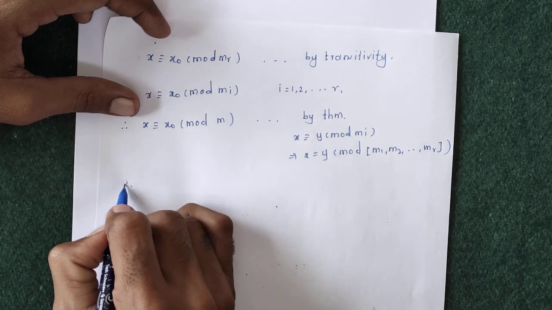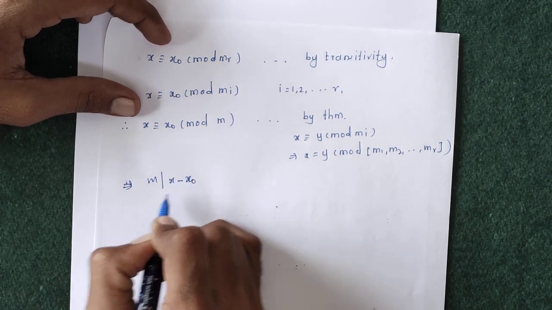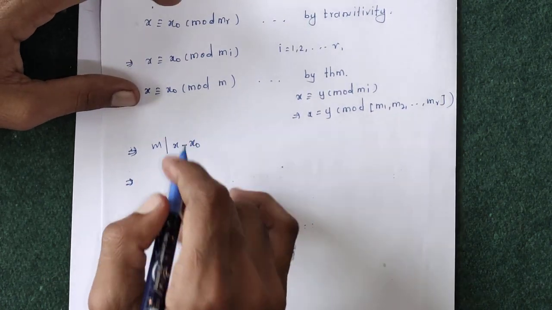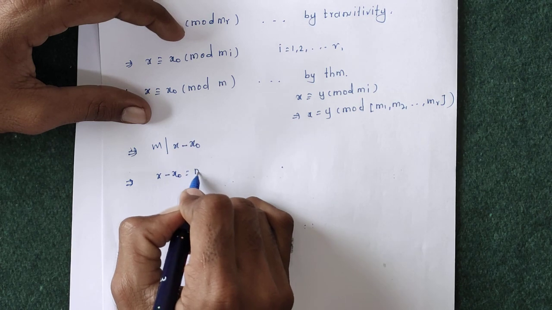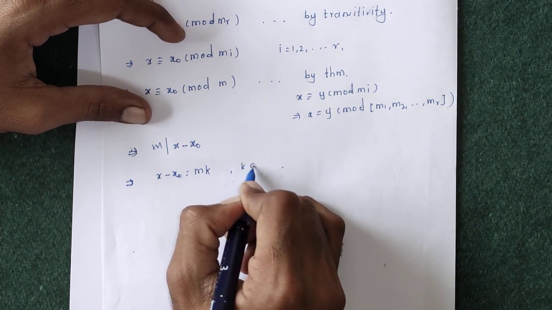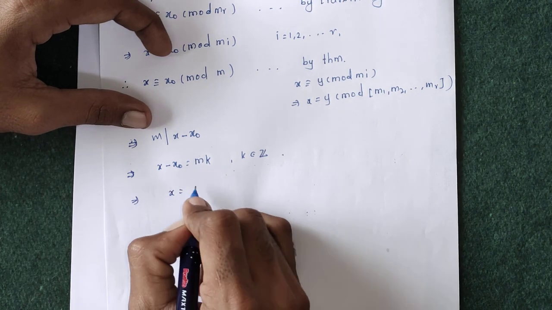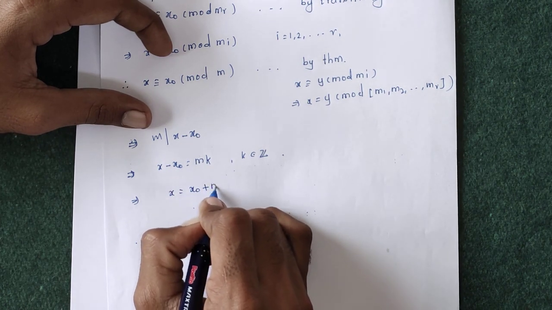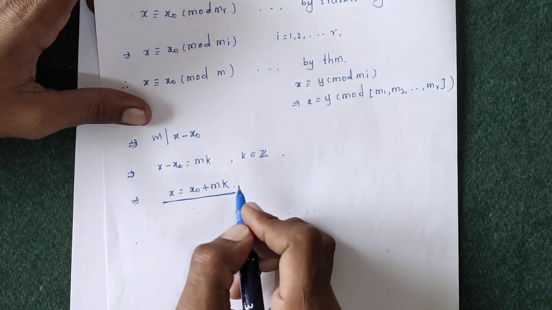Therefore we can write m divides x minus x naught by using the definition of congruence. And now by the definition of divisibility, we can write x minus x naught is equal to m into k, where k is an integer. So rearranging this, we get x is equal to x naught plus mk, hence the proof of this theorem.